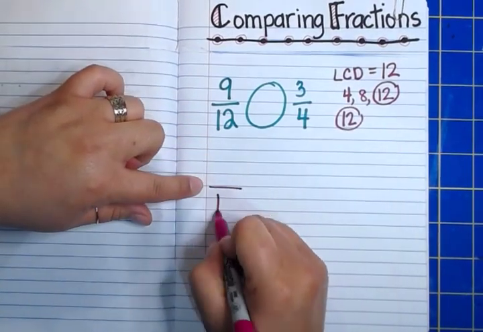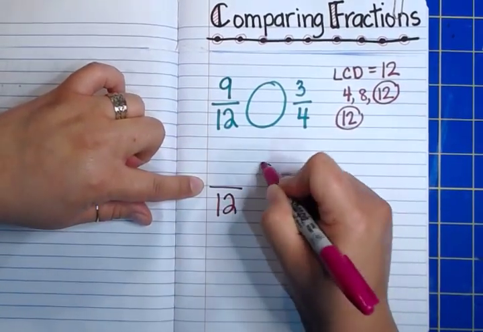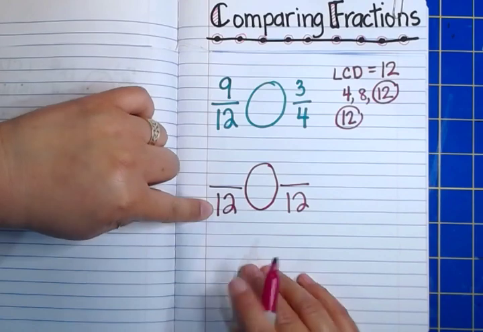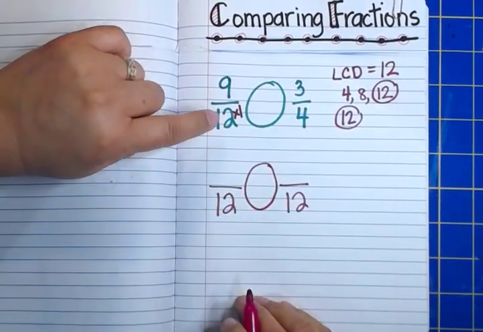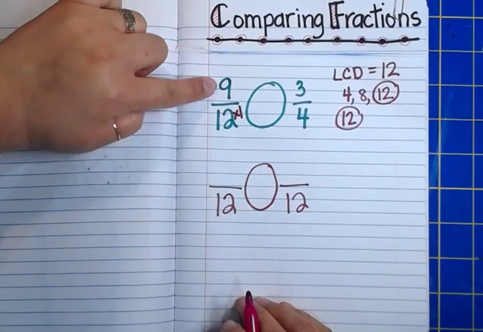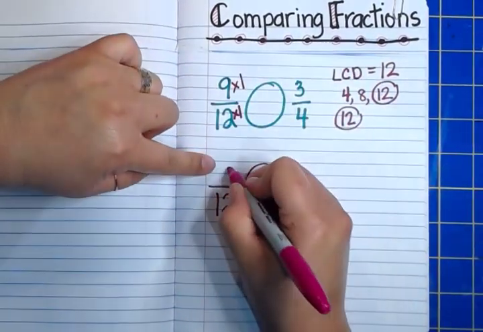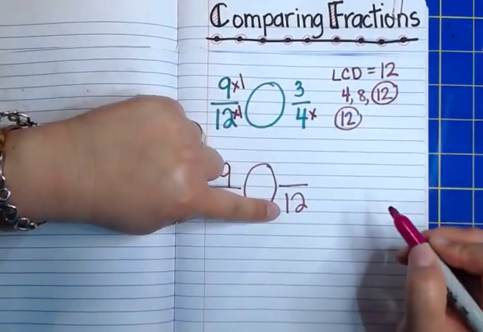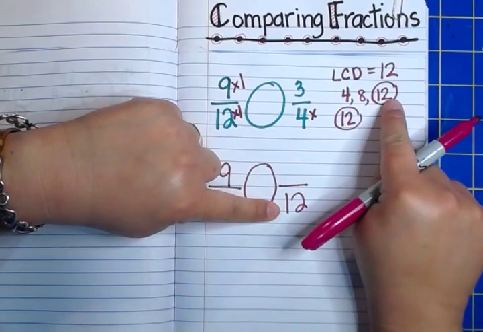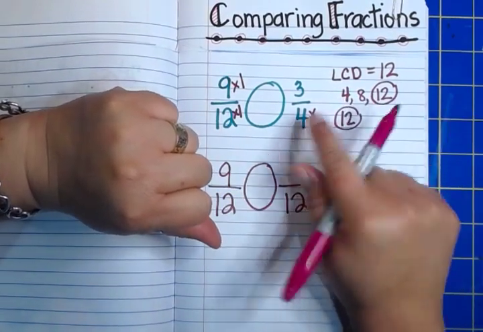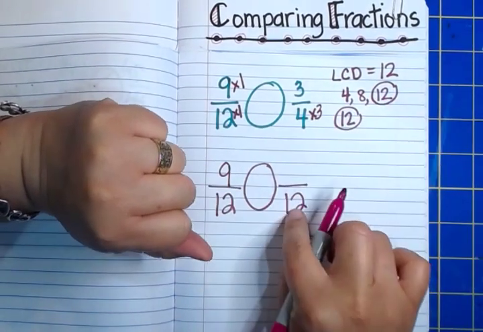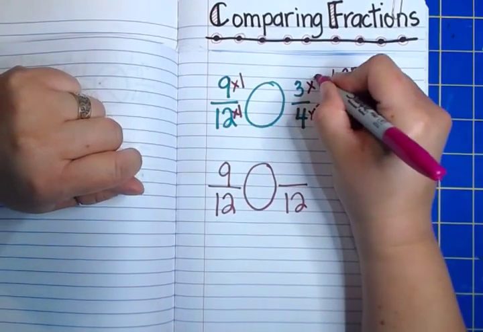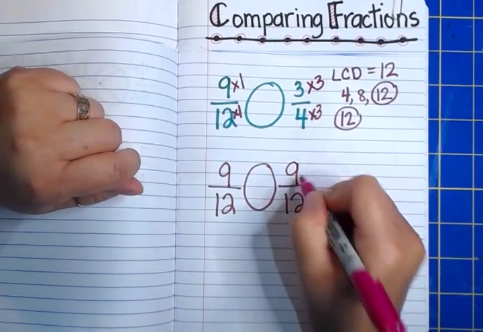So now I'm going to rewrite my fraction. And I have to ask myself, 12 times what equals 12? And that would be 1. And then whatever I do to the denominator, I have to do to the numerator. 9 times 1 is 9. Now to this fraction. 4 times what is 12? And if you forget, you can come over here and say, oh, 1, 2, 3. 4 times 3 equals 12. And then whatever I do to the denominator, I also have to do to the numerator. 3 times 3 is 9.